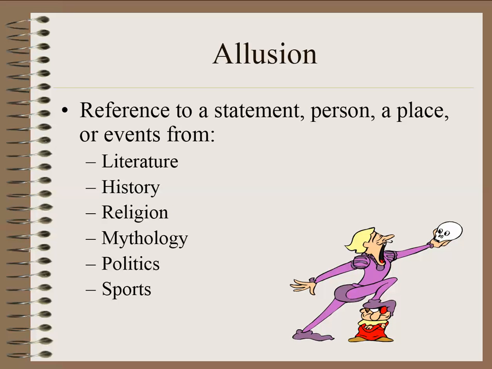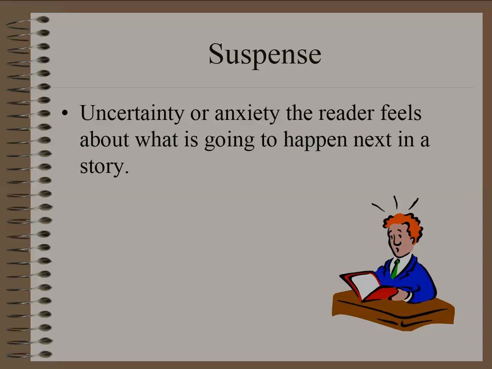Allusion is a reference to a statement, person, place, or event from literature, history, religion, mythology, politics, sports, basically referring to another work or idea that everyone would be familiar with. That's why the Bible is probably the number one most alluded to source in American society, because so many people, even non-religious people or non-Christian people, are familiar with stories from the Bible. Calling a sports matchup a David versus Goliath matchup, that's a perfect example. So that's an allusion when you refer to a well-known work or idea.